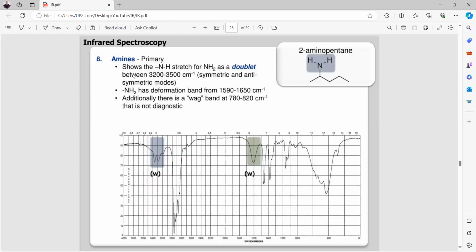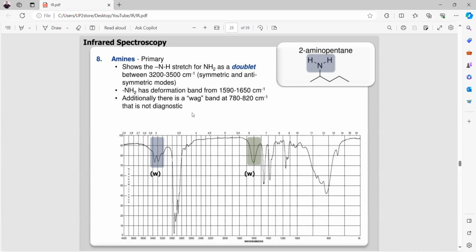Let's talk about amines, and we have a primary amine example, 2-aminopentane, which shows the NH stretch for NH2 as a doublet between 3200 to 3500 centimeter minus 1, symmetric and anti-symmetric modes. NH2 has a deformation band from 1590 to 1650 centimeter minus 1. Additionally, there is a weak band at 780 to 820 centimeters minus 1.